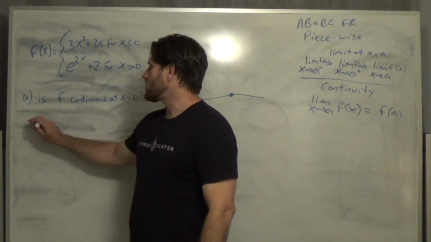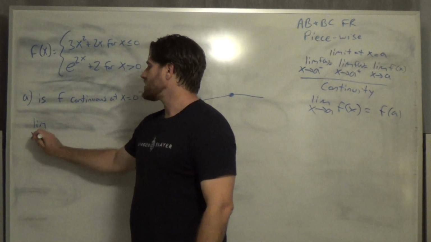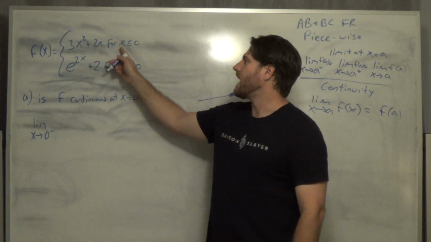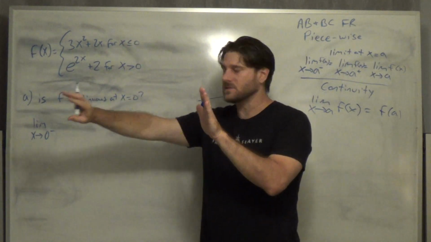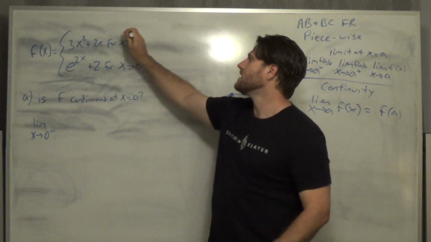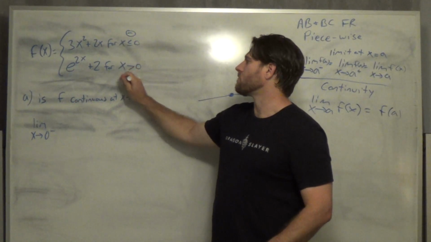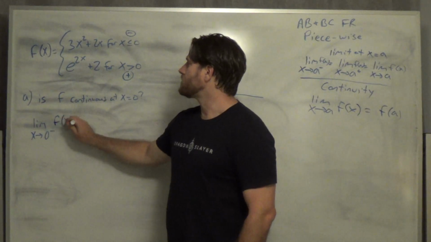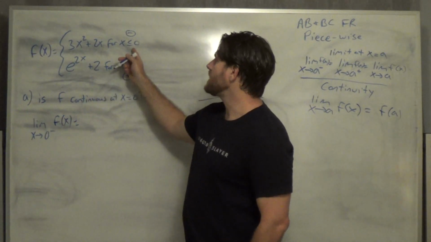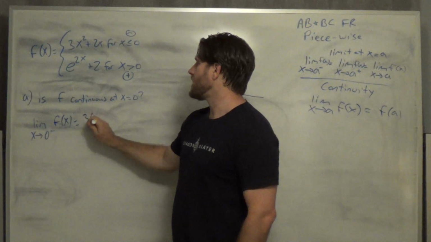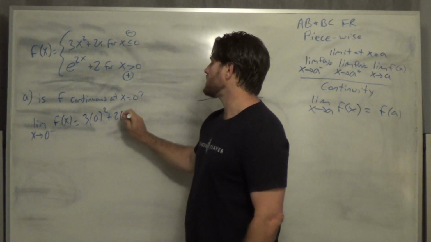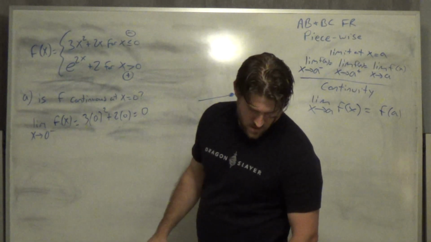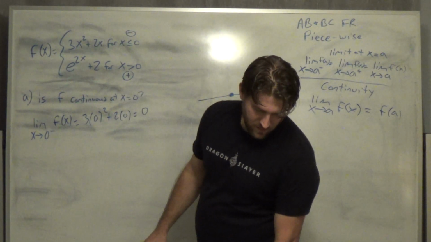First thing we're going to show is the limit as x approaches 0 from the left-hand side. If you look at these two equations, x is less than 0, that's the left-hand side, x is greater than 0, that's the right-hand side. So what I'm going to do with f of x is just plug in. Into the left-hand side, I'm going to plug a 0 in, and I get 3 times 0 squared plus 2 times 0 equals 0. So the left-hand limit is 0, and now I need to look at the right-hand limit.